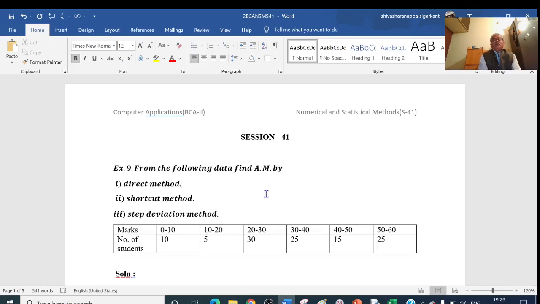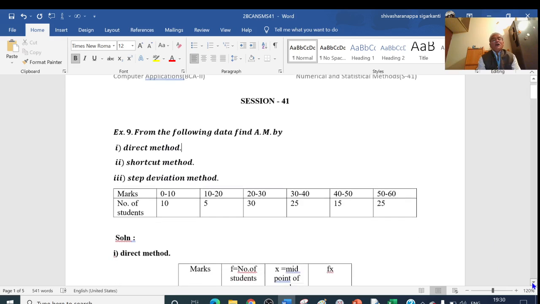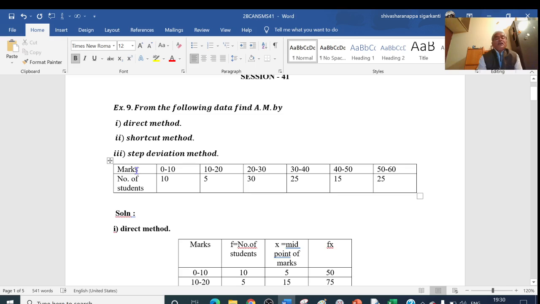In this video, we find the arithmetic mean of the given data by the direct method, shortcut method, and step deviation method. This is an example. From the following data, find the arithmetic mean by direct method, shortcut method, and step deviation method. The data given are marks and the number of students.